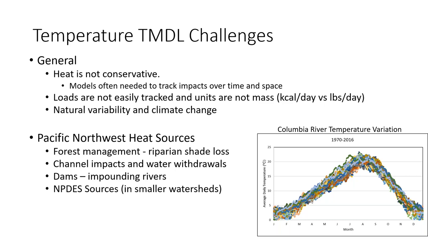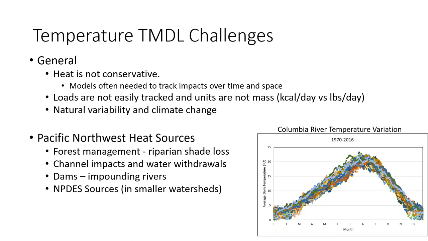And then folks have mentioned natural variability and climate change. So you see the variability in the lower right. You can imagine in a TMDL, how do you deal with that natural variability in the system, and teasing out what's not natural about the patterns you're finding? And then the new kid on the block is climate change. Of course, you have all heard about climate change. And I'll speak a little bit more about this in a minute, but as I said, it's coming to the table now for us.